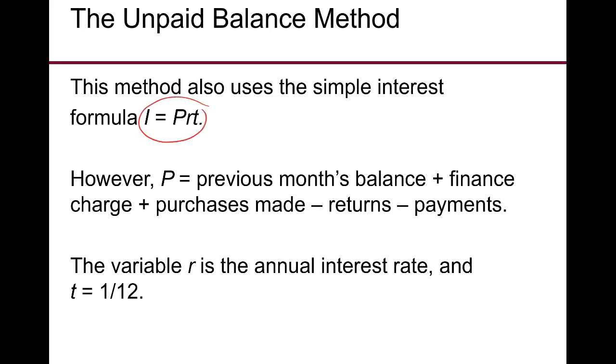However, P is not just the principal. In this case, P is several things. It's the previous month's balance, plus finance charges, plus purchases made, minus anything that was returned, and minus any payments that were made. For this formula, R is still the annual interest rate, but in this case, T is always 1/12, so that's 1 month.